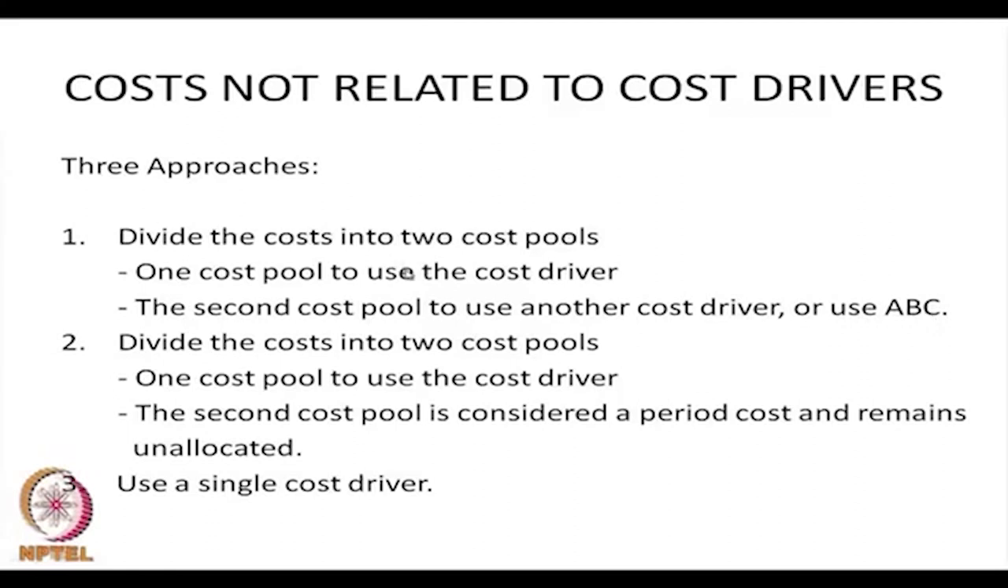This is one approach. The second approach is divide the costs into two cost pools. One cost pool to use the cost driver. The second cost pool is considered as a period cost, remains unallocated and subtracted at the end from the gross profit. And the third approach is, even though we know that a single cost driver is not adequate, we still continue to use a single cost driver.